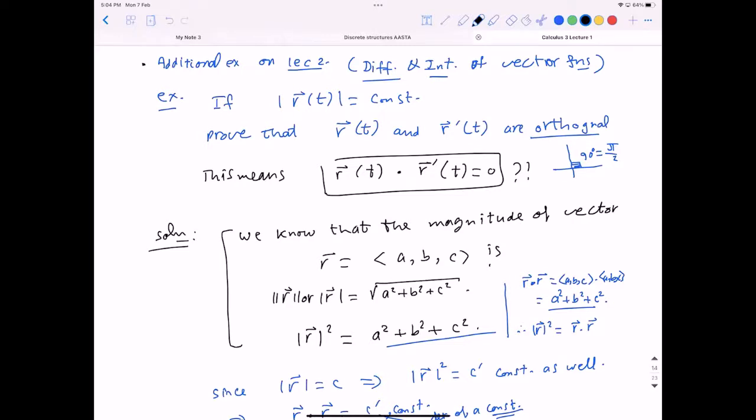What are vector functions? We have studied vector functions like r of t, which is x of t, y of t, z of t. So x and y and z, all of them depend on the parameter t, or f of t, g of t, h of t, whatever notation you like, or you are given.